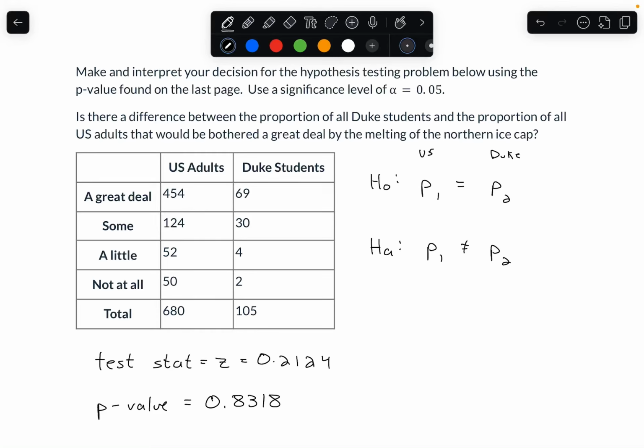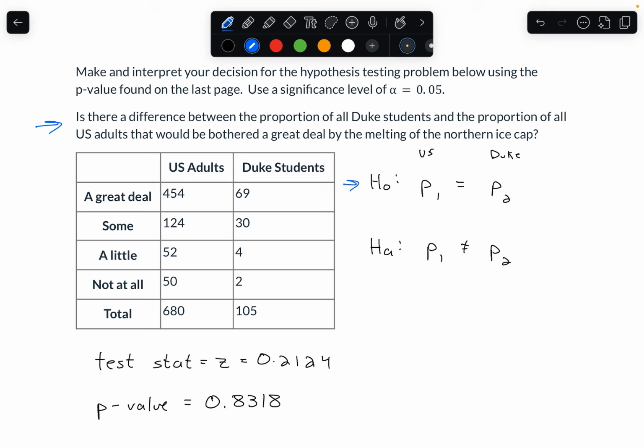To wrap up the problem that we've been working with, we're going to practice making and interpreting our decision for the hypothesis test that we've been working on throughout this whole section so far. Again, just to revisit our question one last time: is there a difference between the proportion of all Duke students and the proportion of all U.S. adults that would be bothered a great deal by the melting of our northern ice cap?